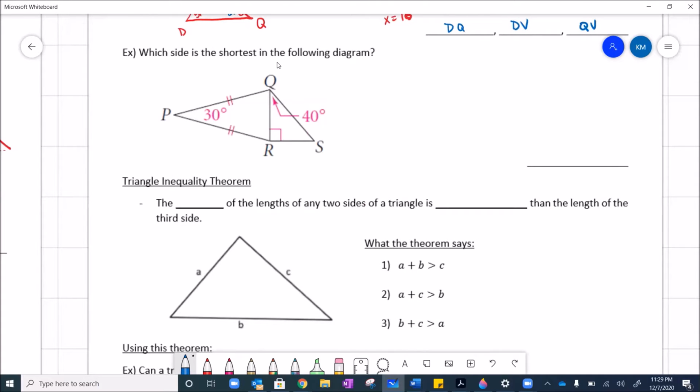All right, this is a little bit of a challenging question, so take a second to try to answer that. It says, which side is the shortest in the following diagram? And here they give us two triangles. The one on the left is an isosceles triangle. We can tell because of the markings of the sides.